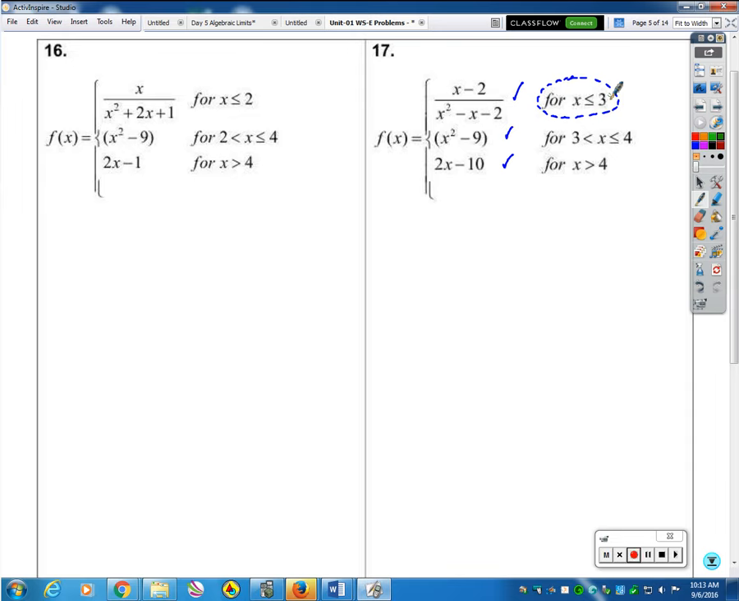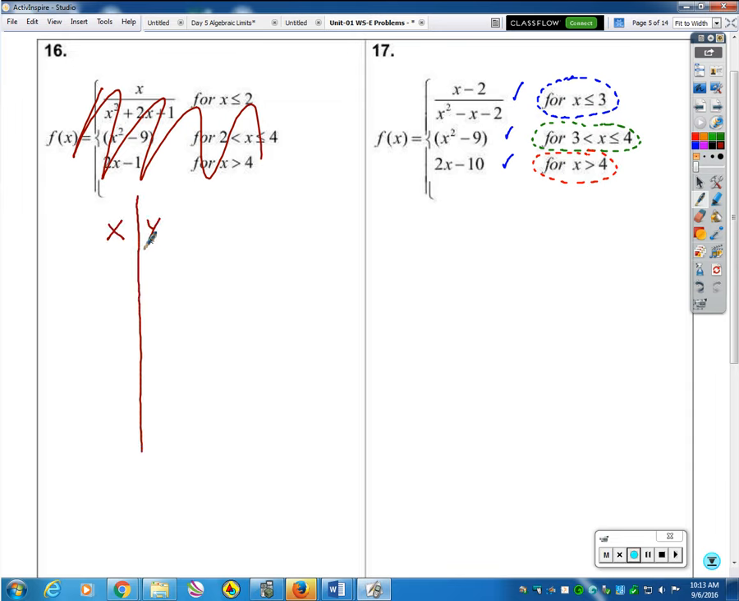The next formula is used when the x coordinates are between 3 and 4. And the last formula is used when the x coordinates are greater than 4. So for example, if you were making a table, and you plug in, say, negative 10 for the x-coordinate, the y-coordinate would be found by using the very first formula. So you would be plugging x coordinates into the first formula to find the y coordinate.